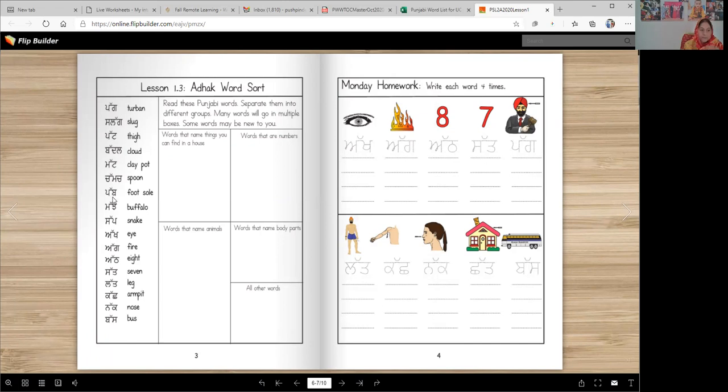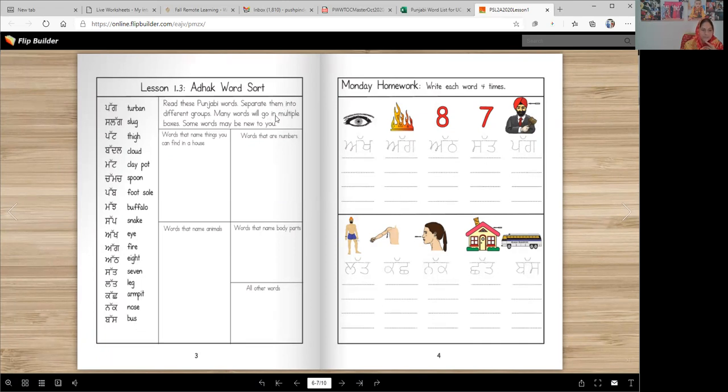Pub, the front of your foot, where you have the toes, that's called pub. Mudge is a buffalo. Sap is snake. Ak is eye. Ag, fire, you know. At, 8. Sat, 7. Lat, leg. Kach, armpit. Nak, nose. And bus.